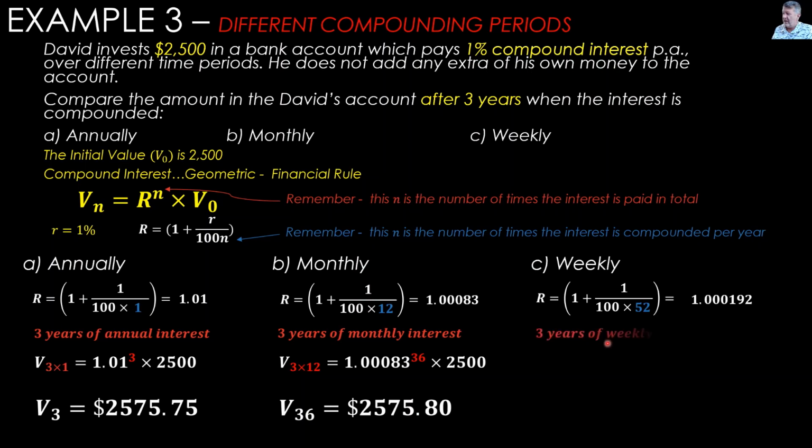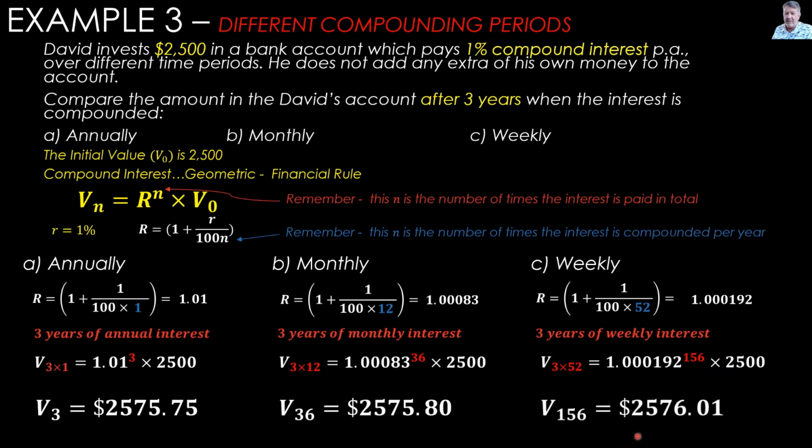Now 3 years of weekly interest, which gives us V. Now here I wrote 3 times 12, here I wrote 3 times 1, so here I'm going to write 3 times 52. There's 1.0000192 to the power of 156 times 250 times our initial balance, which gives us more money again, an extra 21 cents on top of the monthly. All right. Does that sort of make sense?